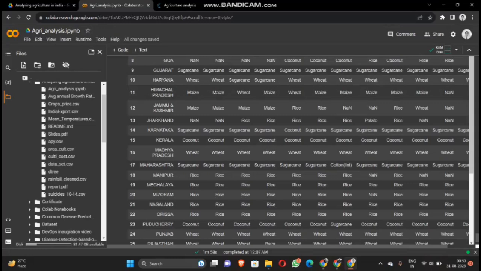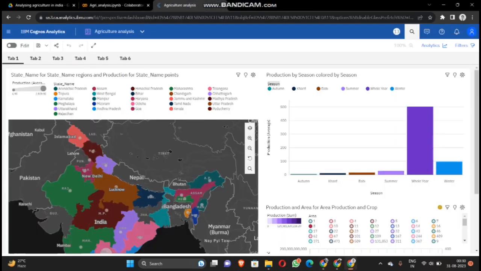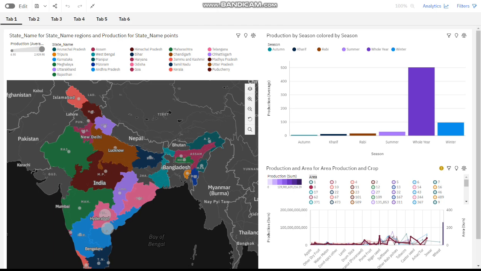Now we have used IBM Cognos Analytics for analyzing our data sets. So our tab 1 consists of the states, showing the production of each state, for which I have calculated the average value, and the area. So it's showing for the states, and then production by season.